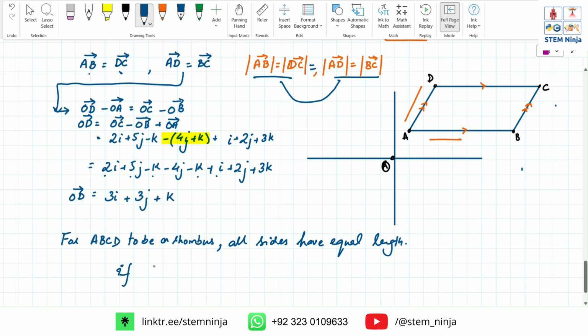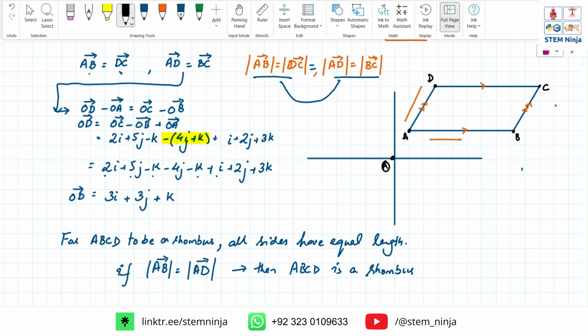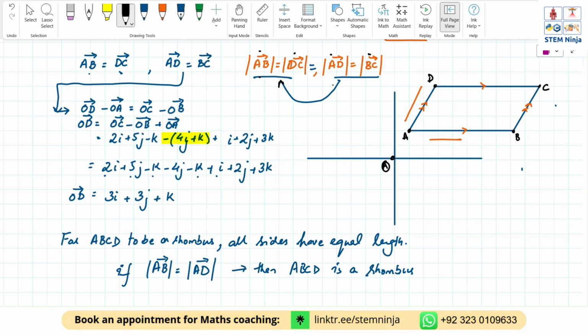So if the length or magnitude of AB is equal to AD, then ABCD is a rhombus. This is the only condition we need to check, because the rest of the lengths we already know are equal. So we know AB is equal to DC and AD is equal to BC, but we just need to confirm whether this set of values matches this set of values or not.